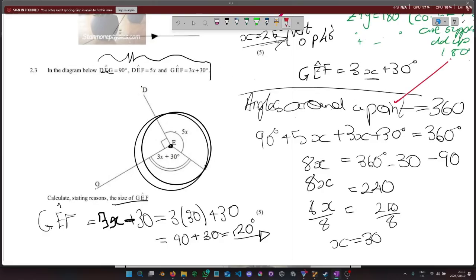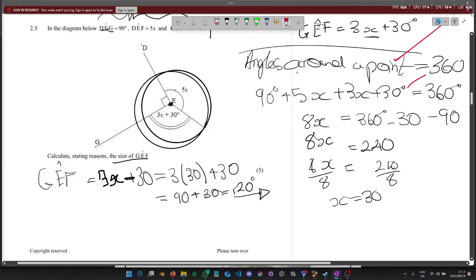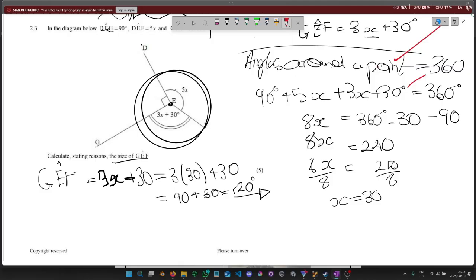They will give you a point for this, a point for this. So they will give you a mark for the reason, the statement, or the equation, the substitution, and then your value, and then your final answer.